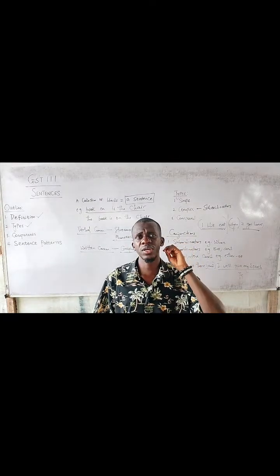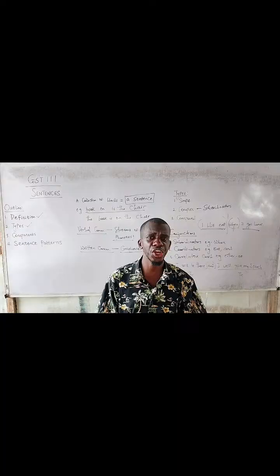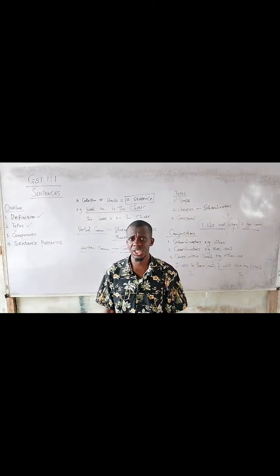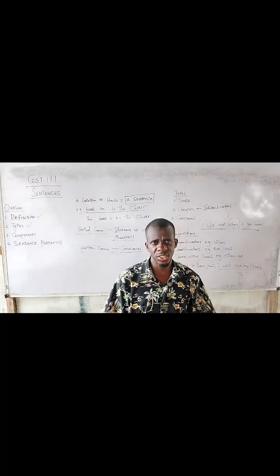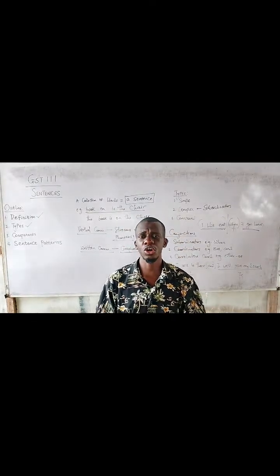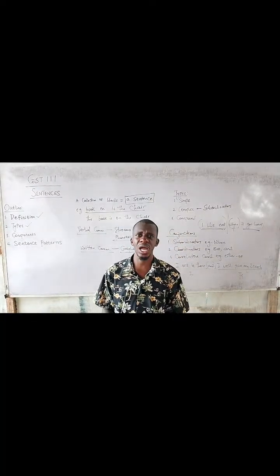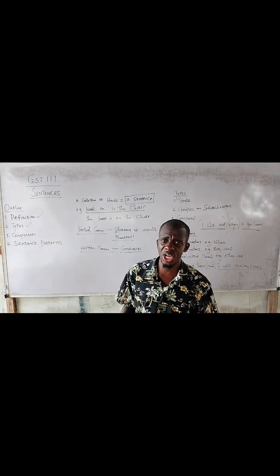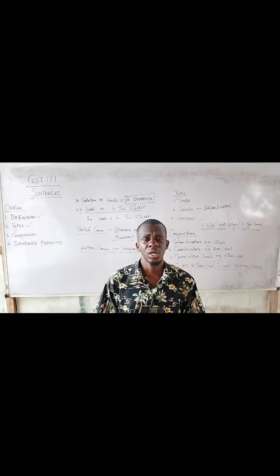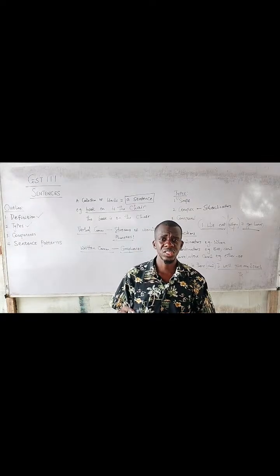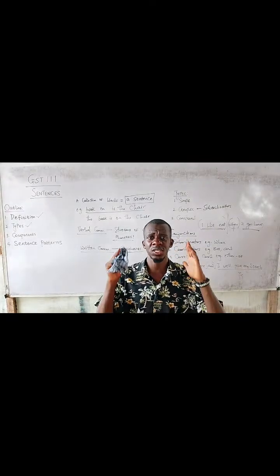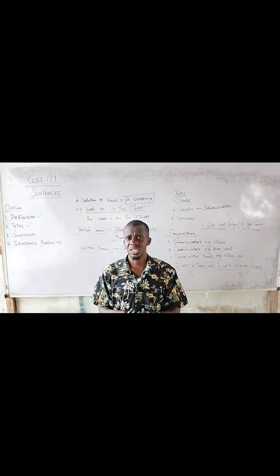Now, we have the component of a sentence called the object. The object is of two types. We have what is called the direct object and the indirect object. So by basic definition, the object is the receiver of an action. On Mr. Techno's channel, English with Techno, I've talked about the basic components of a sentence, and I've given critical definitions of the subject, the verb, the object, the complement, and the adverbial.